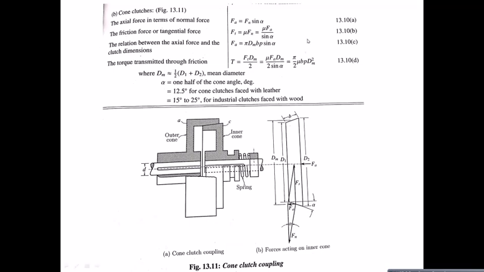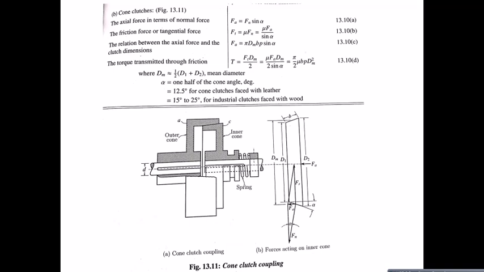Now, the first equation is the axial force in terms of normal force, Fa equal to Fn into sine alpha. Next, the friction force or tangential force, Ft equal to mu into Fn. That is, mu into Fa divided by sine alpha, equation number 13.10b. Next, the relation between the axial force and the clutch dimensions, Fa equal to pi dm b p into sine alpha.